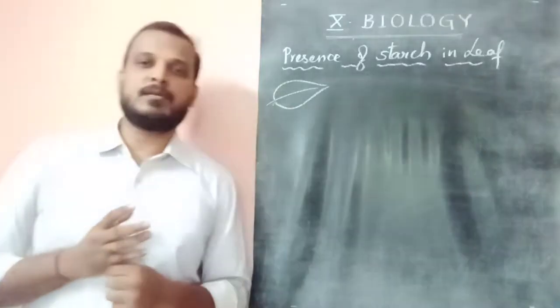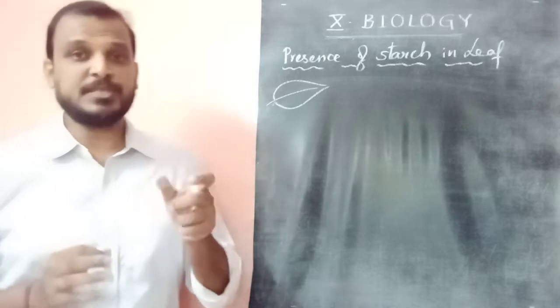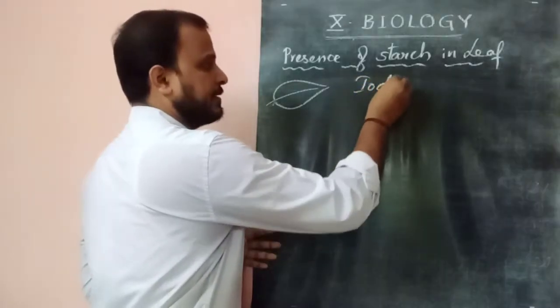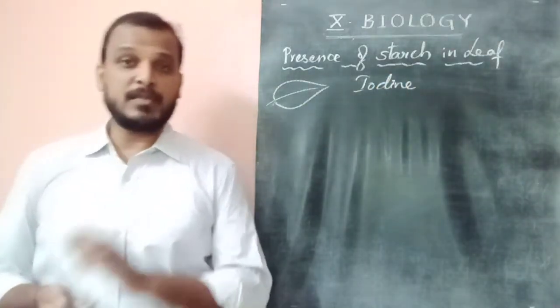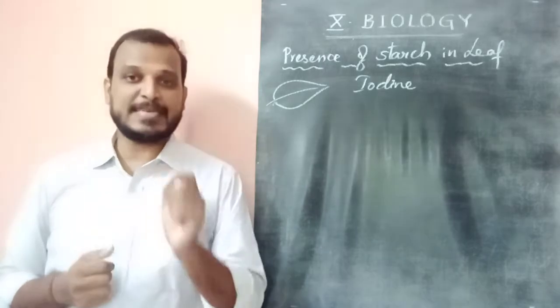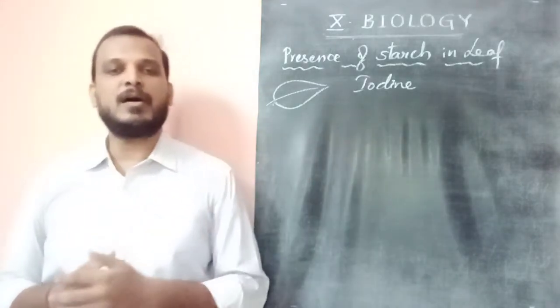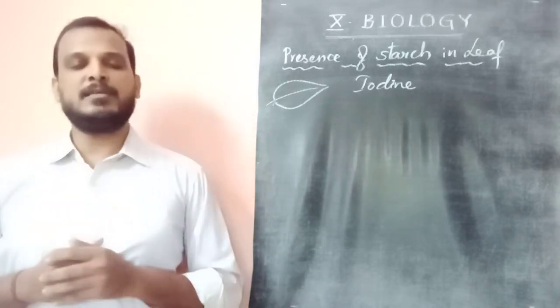Dear children, the presence of starch in this leaf should be proved. So which chemical do we need? We need a chemical called iodine or betadine. The reagent used to test the presence of starch is called iodine. What reaction is shown by iodine?